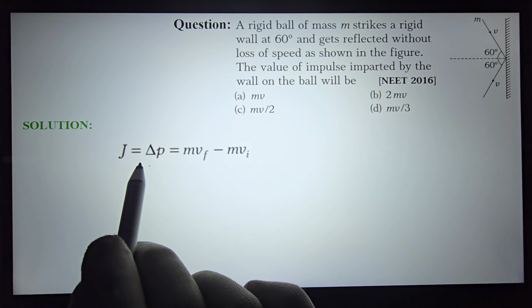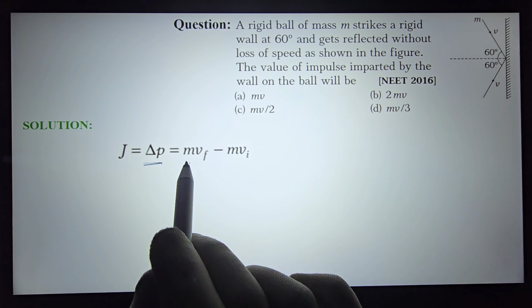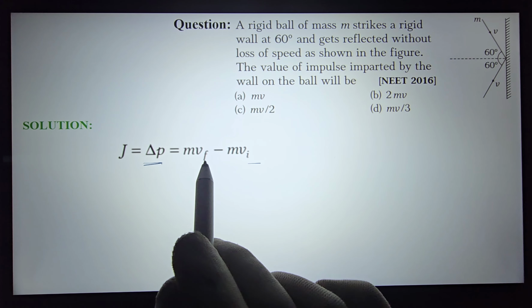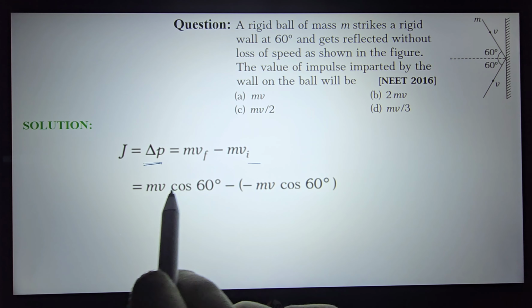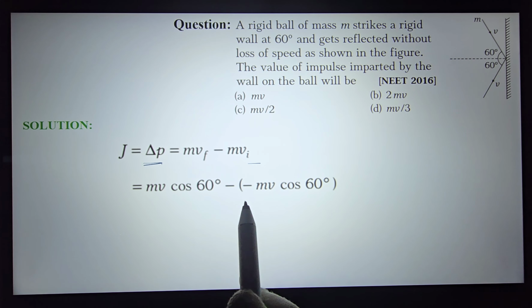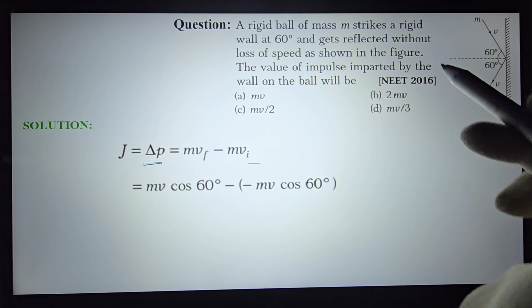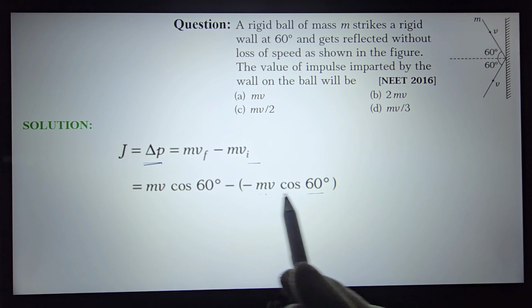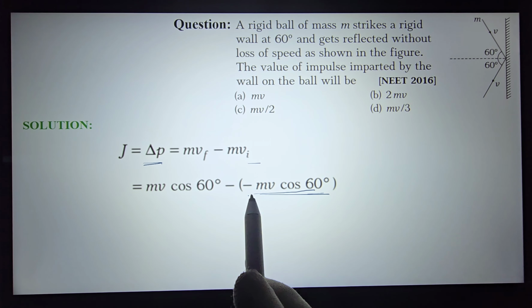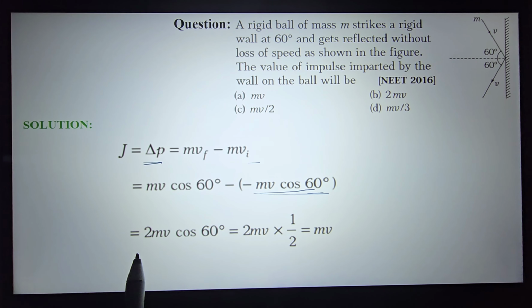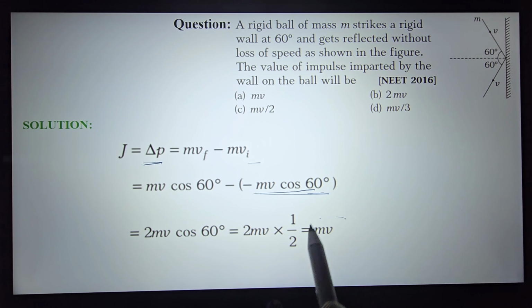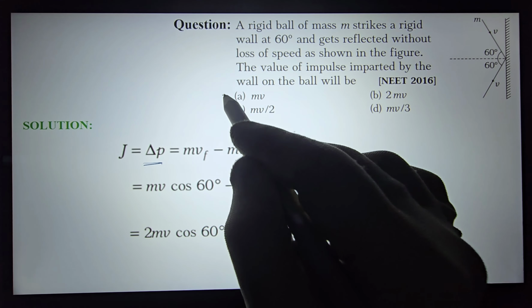J is delta P, which is change in momentum. That is final momentum minus initial momentum, meaning m into Vf minus m into Vi. So this is nothing but mb into cos 60 minus mb cos 60, because the wall will revert the horizontal velocity, so it is with a minus sign. Now if you solve this, m into v with twice into cos 60, finally you are getting the value of mb, which is the answer. So in this case, A is the correct answer.